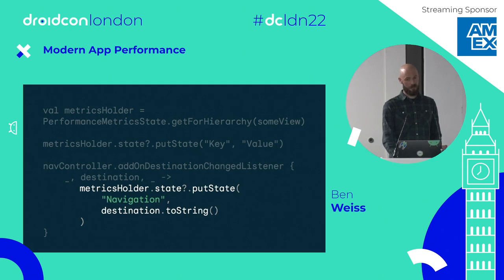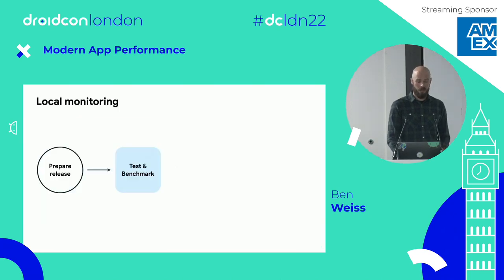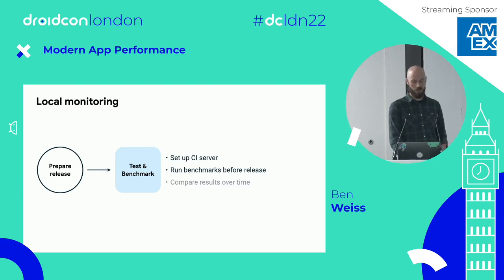The last thing for today is local monitoring. And local monitoring gives you, again, different data than what you see with field monitoring, but it gives you the possibility to test and benchmark and automate things. Automation is key, and the tools that we have here are super important to set up in order to get the right data out of it. So when you set up a CI server, you can run the benchmarks every time before release, or every time a commit lands, or whenever you want to merge to your main branch. And you can compare these results over time.